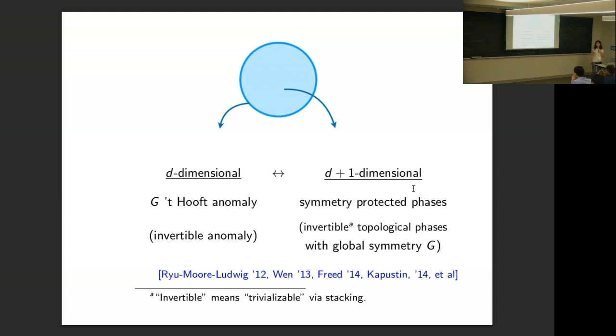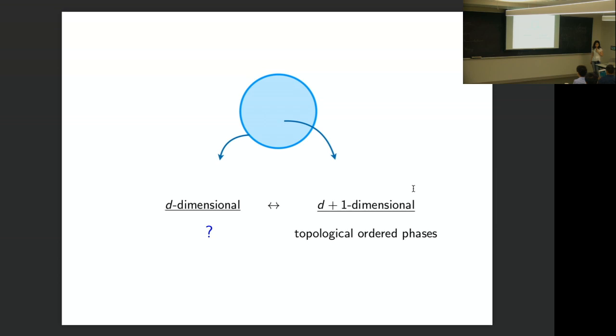Now, today I want to ask another question. If the d plus one dimensional theory is a topologically ordered phase, or more precisely, a non-invertible one, will it still manifest itself as some kind of anomaly in d dimensions? The most famous example is the global gravitational anomaly, which manifests itself as a non-zero chiral central charge. But my question today is, even if free from the perturbative anomaly, can there still be certain anomalies on the boundary of topologically ordered phases?